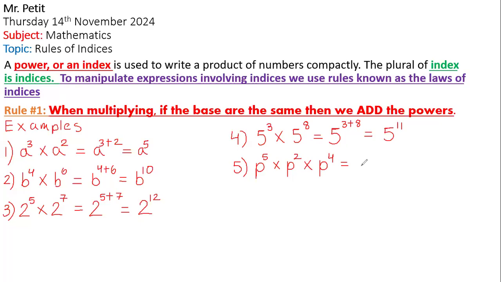P to the power of 11. How did you get that? It's going to be p to the power of what? We have to add 5 plus 2 plus 4. So we add the powers. Here we have 5, here we have 2, here we have 4. So it's p to the power of 5 plus 2 plus 4, which is 11. P to the power of 11. I think I get it now. That's good.